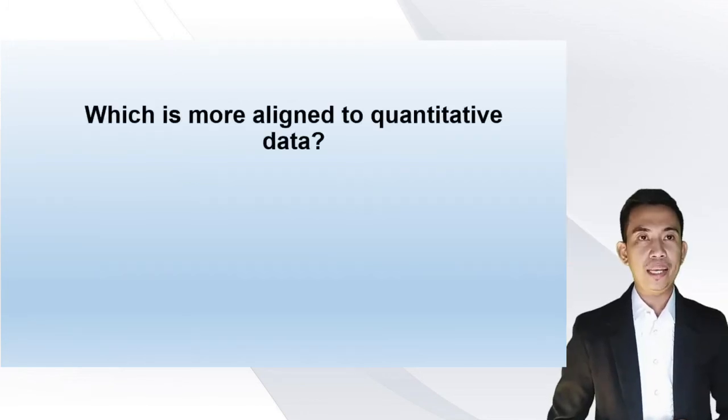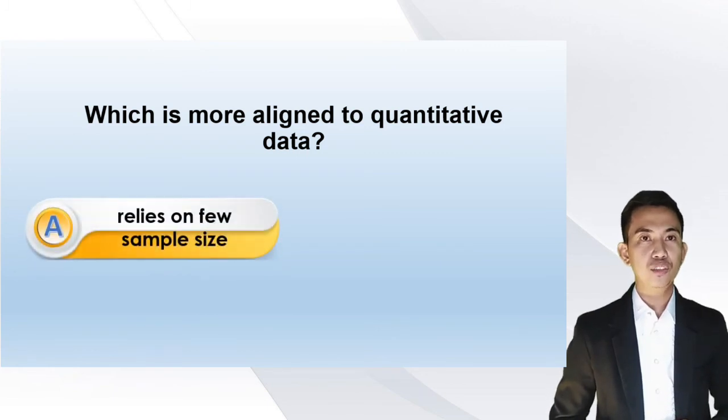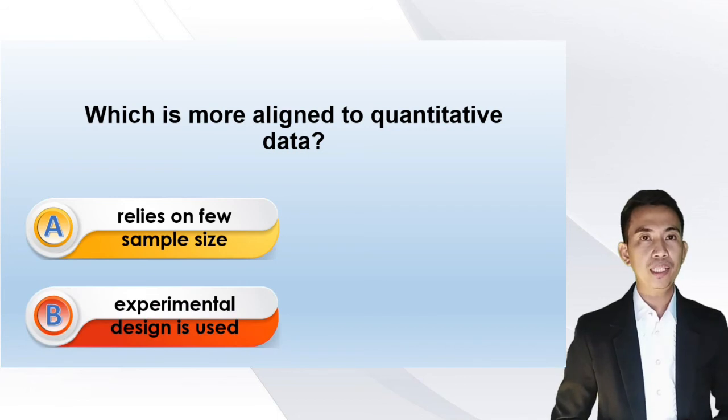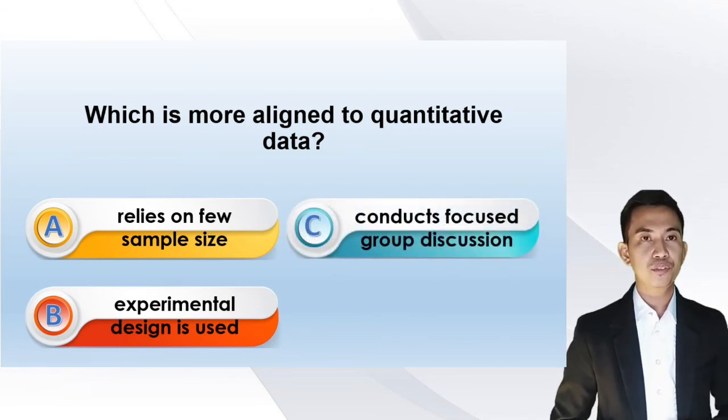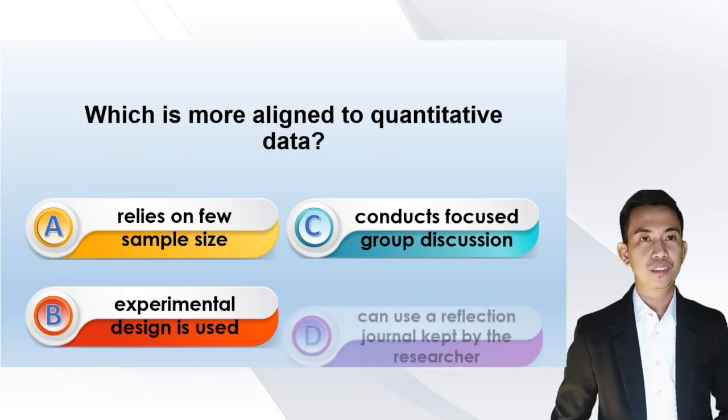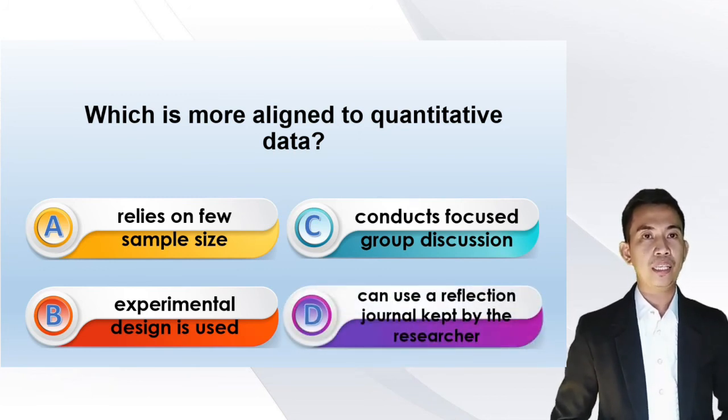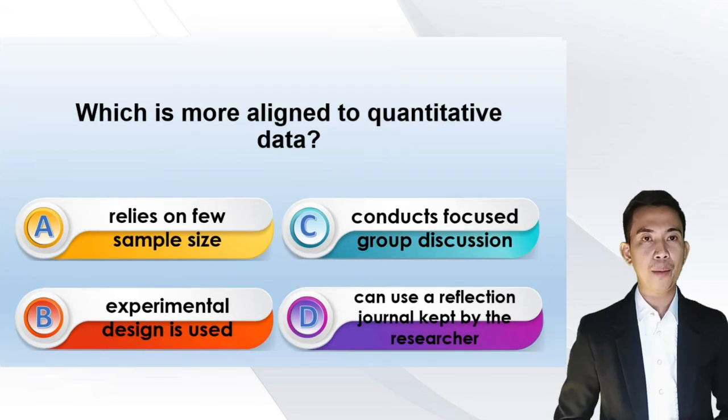Which is more aligned to quantitative data? A. Relies on few sample size. B. Experimental design is used. C. Conducts focus group discussion. D. Can use a reflection journal kept by the researcher.